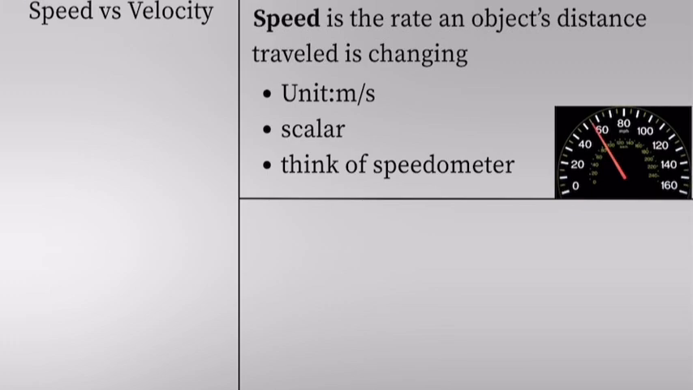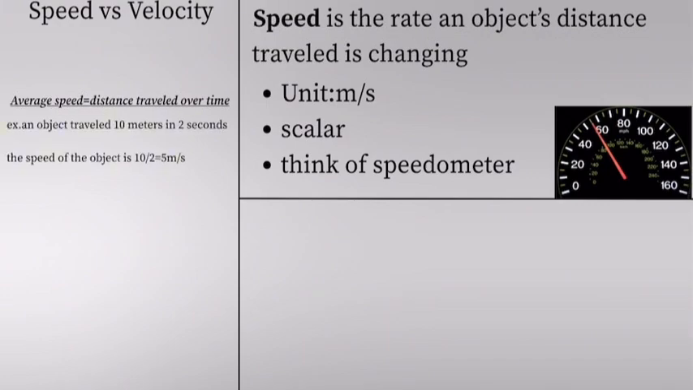Mathematically, we calculate average speed by dividing the distance traveled over time. For example, if an object traveled 10 meters in 2 seconds, then the speed of the object will be 5 meters per second. Just like distance, speed also has a vector version of itself called velocity.